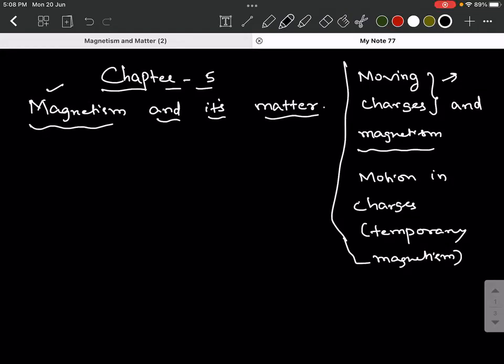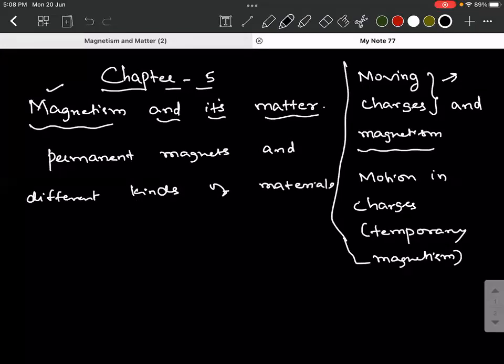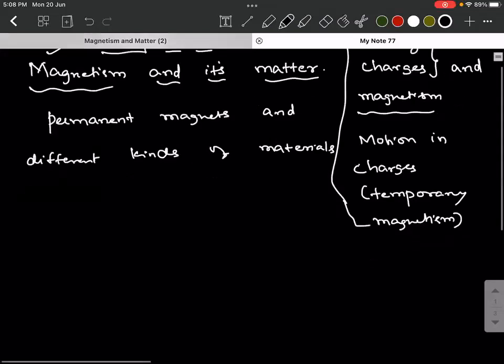So this chapter we are going to mainly deal with permanent magnets and different kinds of materials exhibiting magnetism. That is why it is called Magnetism and its matter. So is it clear?